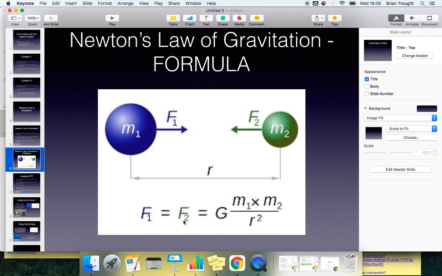So Newton's law states that the force of attraction is proportional to the product of the masses, so increasing either of those increases the force of attraction, and inversely proportional to the distance squared, so if I increase r, that will decrease F. This G value is just a constant, and we'll see that when we deal with calculations.